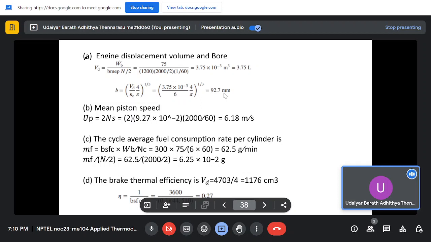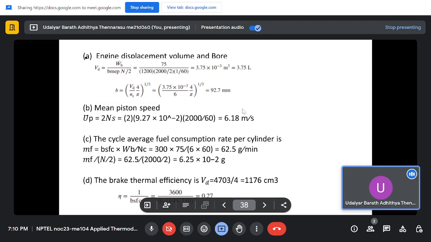The next question was to find the mean piston speed. As I have already seen, mean piston speed is 2 into stroke into the speed. So 2 into 9.27 into 10 power minus 2 is the stroke length, because bore diameter is equal to stroke length, into 2000 divided by 60. So this will give you 6.18 meter per second. So this is the mean piston speed.